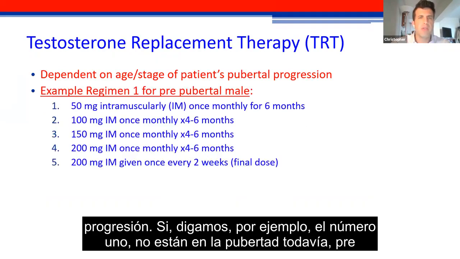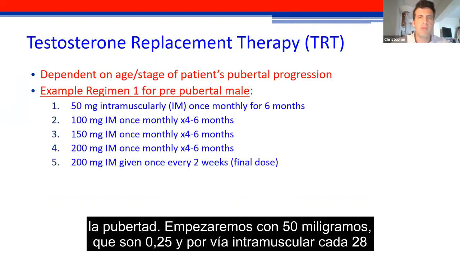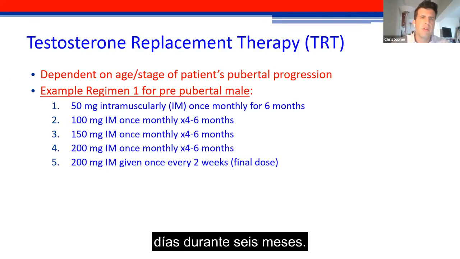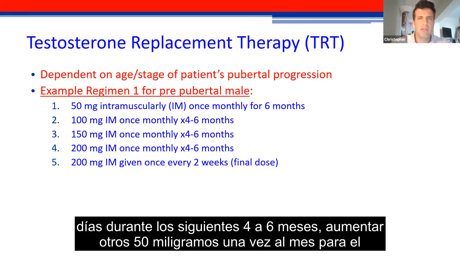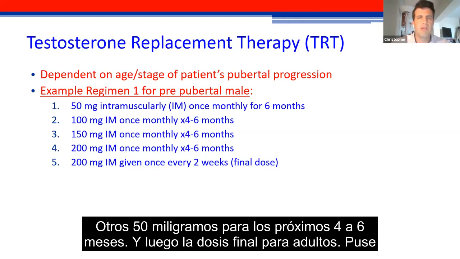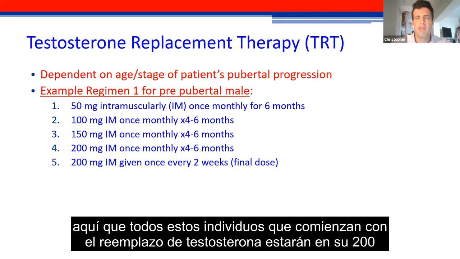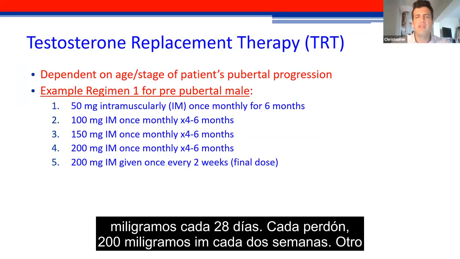If, for example, number one, they're not in puberty yet, prepubertal, we'll start them on 50 milligrams, which is 0.25 mLs intramuscularly every 28 days for 6 months. We'll then assess the response and up the dose to 100 milligrams, or 0.5 mLs, every 28 days for the next 4 to 6 months. Increase by another 50 milligrams once a month for the next 4 to 6 months, and another 50 milligrams for the next 4 to 6 months. And then the final adult dose that all these individuals started on testosterone replacement will be on is 200 milligrams IM every 2 weeks.